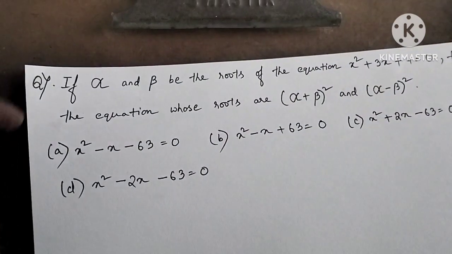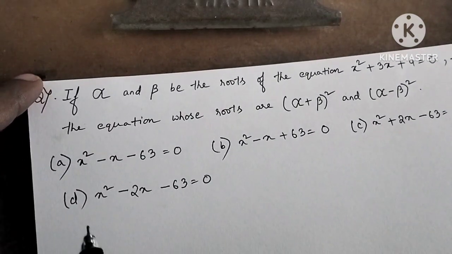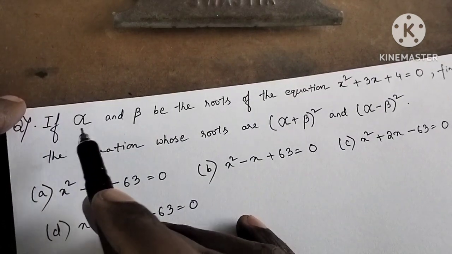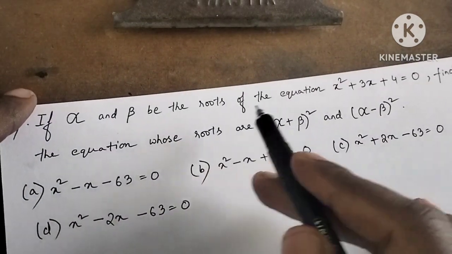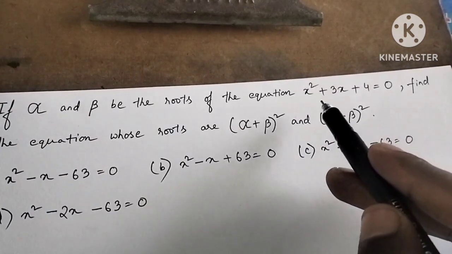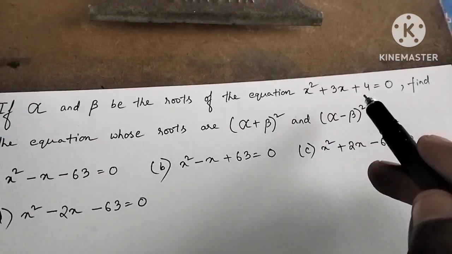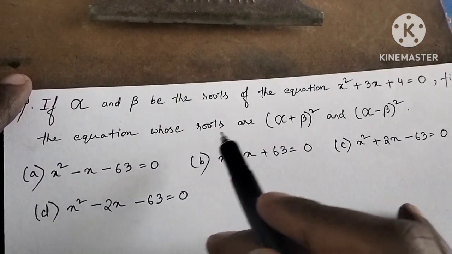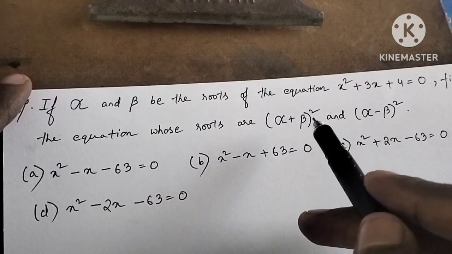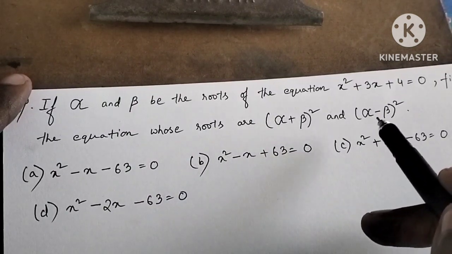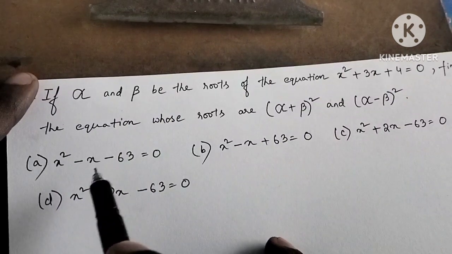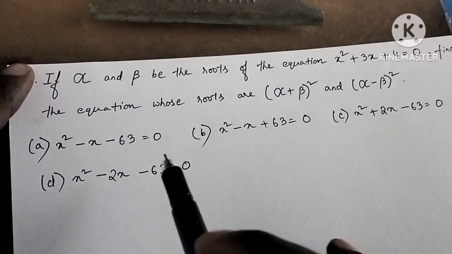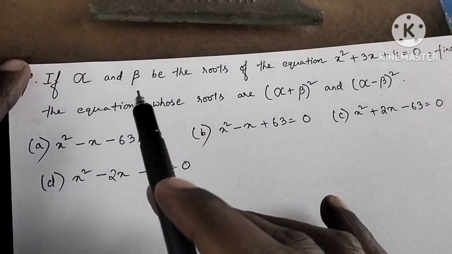In this video I have brought this question for you all. So now look at the question very carefully. If alpha and beta be the roots of the equation x square plus 3x plus 4 is equal to 0, then find the equation whose roots are (alpha plus beta) whole square and (alpha minus beta) whole square. Four options have been given, as you can see. Which one is correct we have to find.